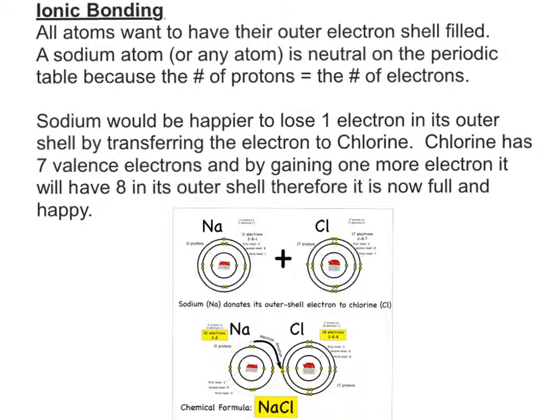So we're going to recap what we just did in step 2. All atoms want to have their outer electron shell filled. A sodium atom, or any atom, is neutral on the periodic table because the number of protons equals the number of electrons. But sodium would be happier to lose one electron in its outer shell by transferring that electron, or losing that electron, to chlorine. Chlorine has 7 valence electrons, and by gaining one more electron, it will have 8 in its outer shell. Therefore, it is now full and happy.